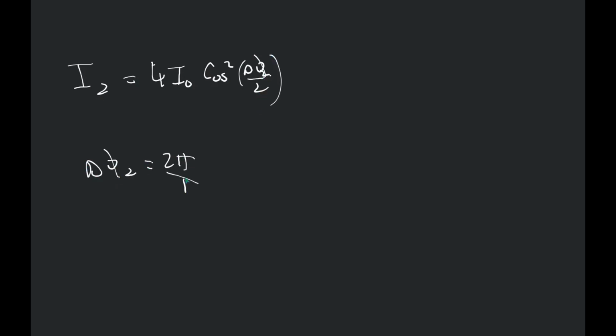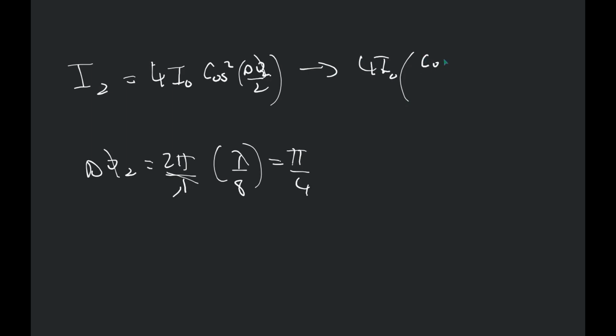Similarly, what will be I2 over here? I2 will be the same thing: 4 times I naught cos square del phi 2 by 2. Find out del phi 2 this way: it is 2 pi by lambda times the path difference. What is the path difference over here? It is lambda by 8, which is pi by 4. So I get pi by 4 over here. So plug in the value: it is 4 times I naught cos square, and it will become pi by 8 over here.